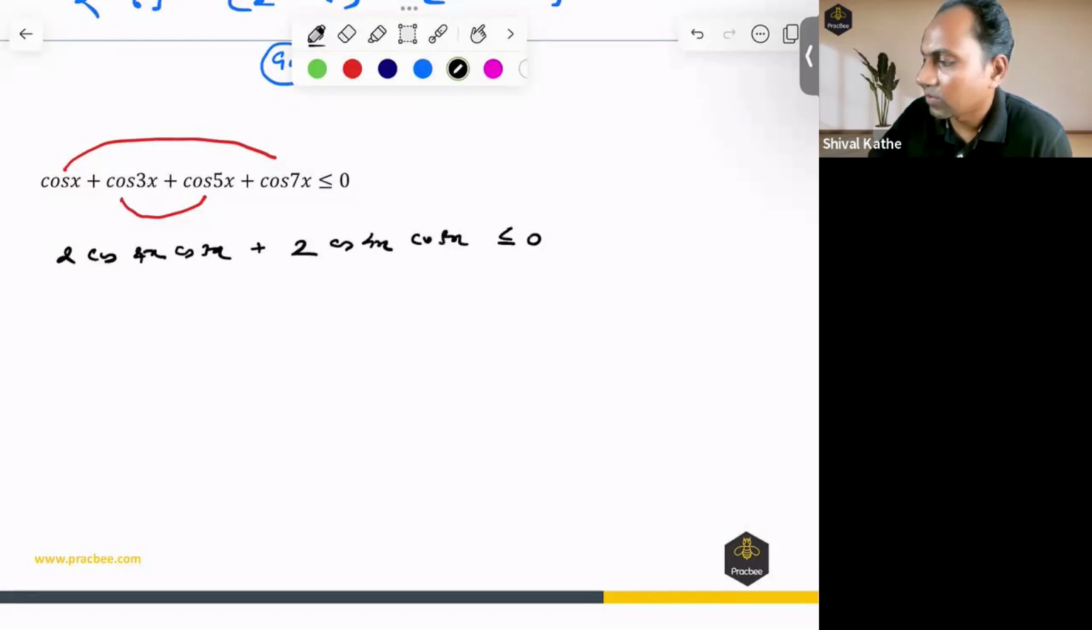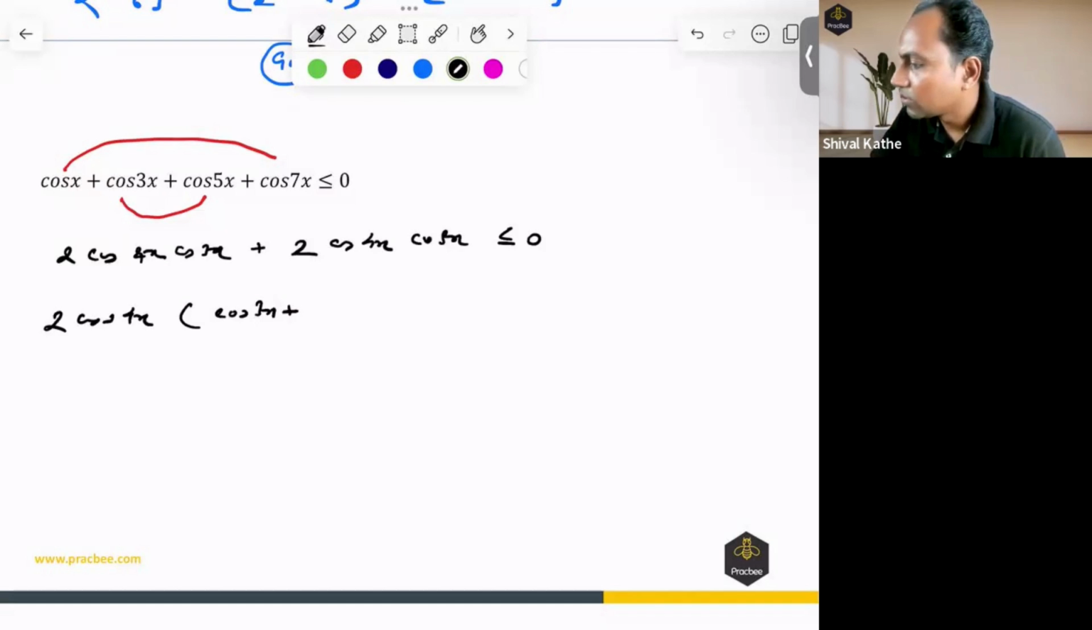And this would be smaller than or equal to 0. So we can take 2 cos 4x common. So what remains inside is cos 3x plus cos 2x, it should be cos x. Yes, I wrote it correctly.